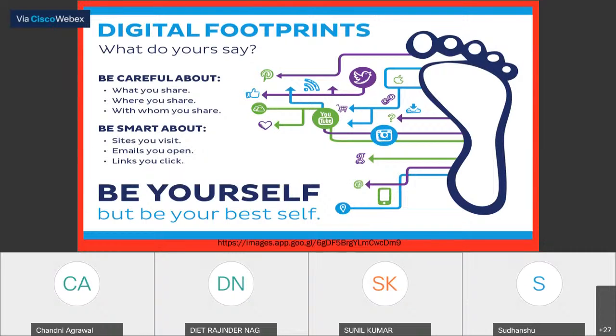This is your digital footprint. Generally we know that we have footprints, and you have heard several times that there are always fingerprints of a criminal which help to catch him. But in the digital world, yes, there are digital footprints which always remain there. So you should be careful about what you share, where you share, and with whom you share. And you should be smart enough about which sites you are visiting, which email you open, and which links you click. So be yourself, but be your best self.